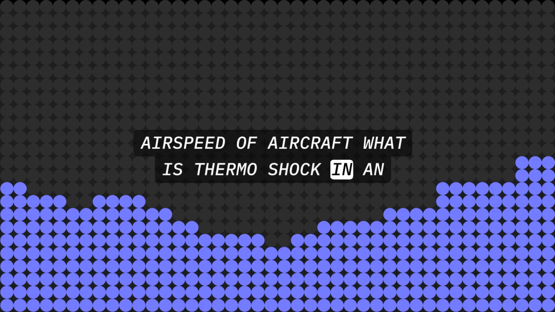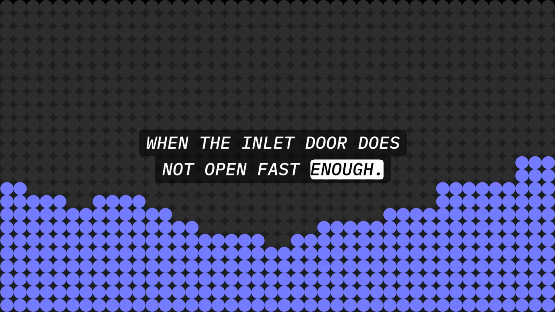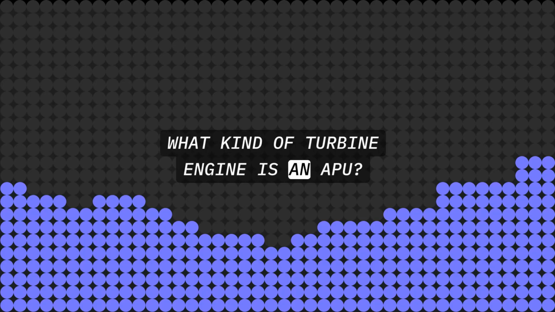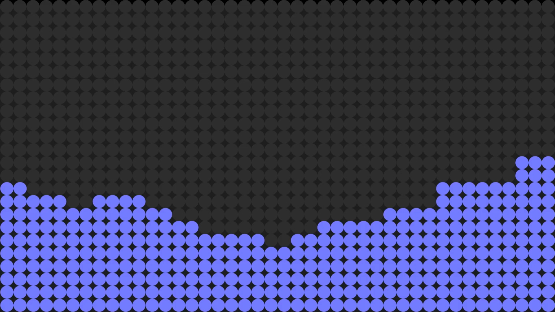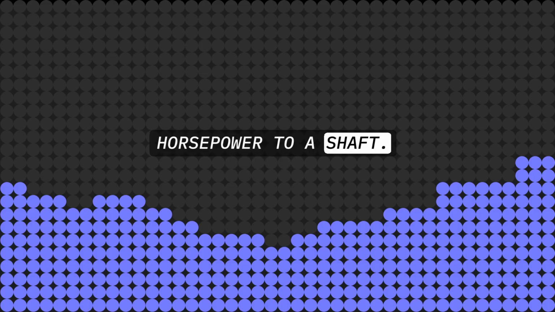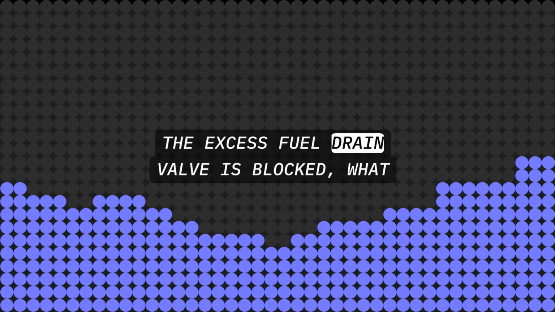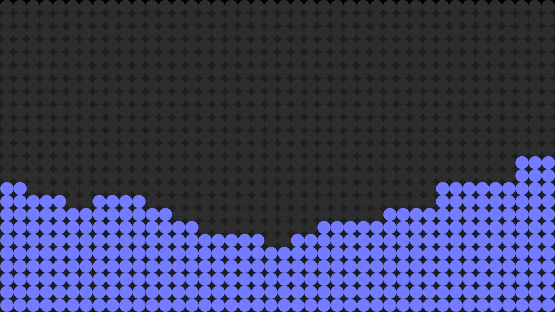What is thermoshock in an APU? When the inlet door does not open fast enough. What kind of turbine engine is an APU? A small gas turbine engine made to transfer horsepower to a shaft. In a turbine engine combustion chamber, if the excess fuel drain valve is blocked, what will happen? Fire.